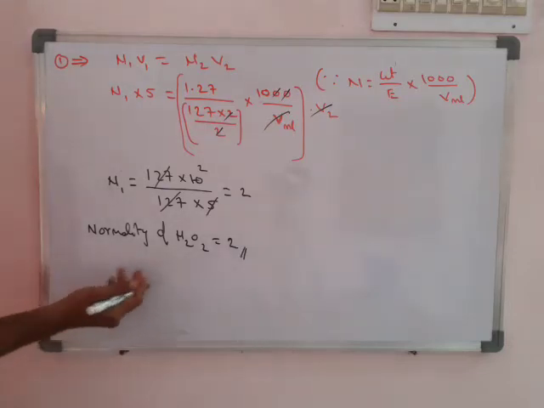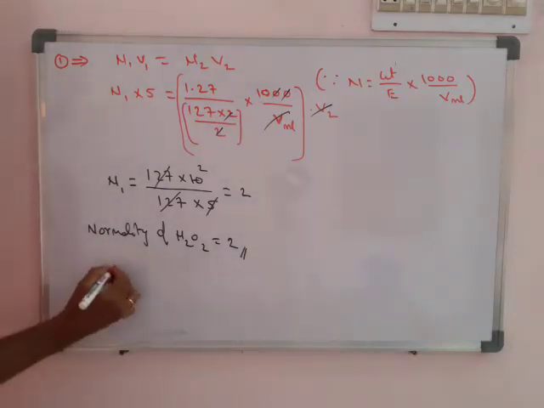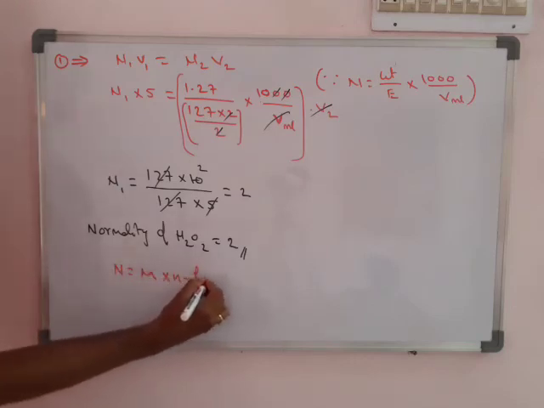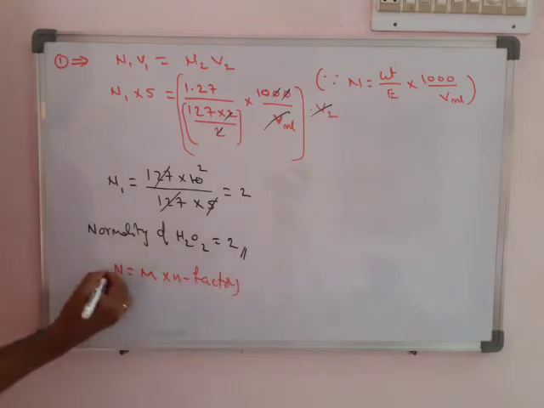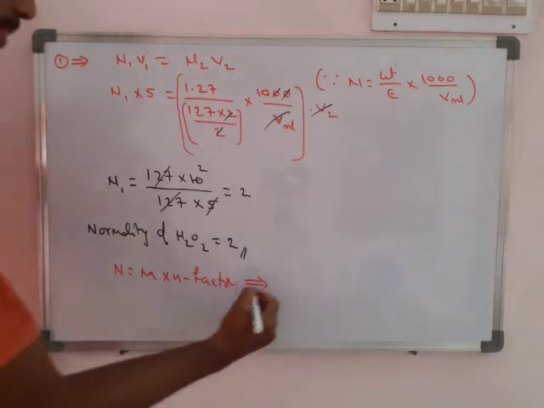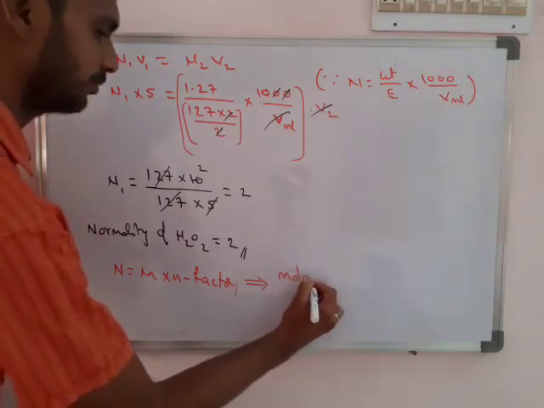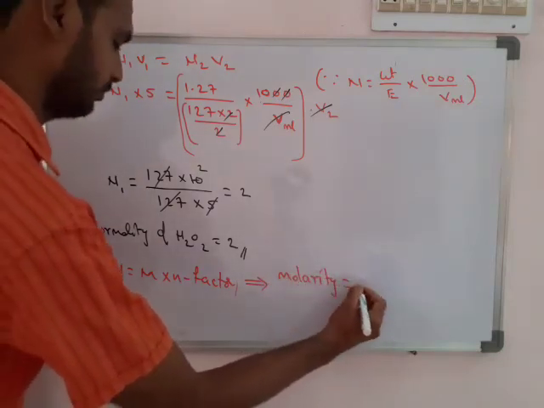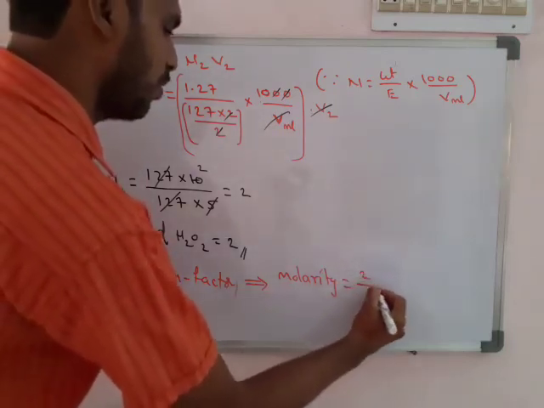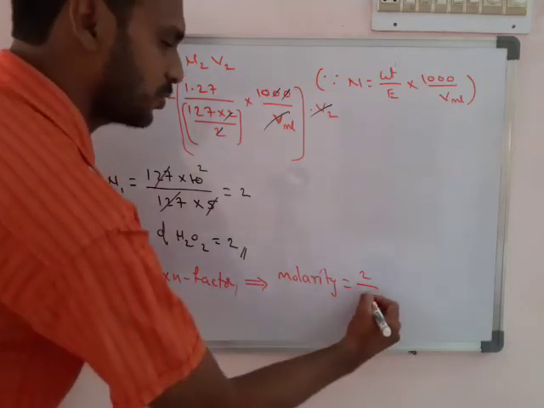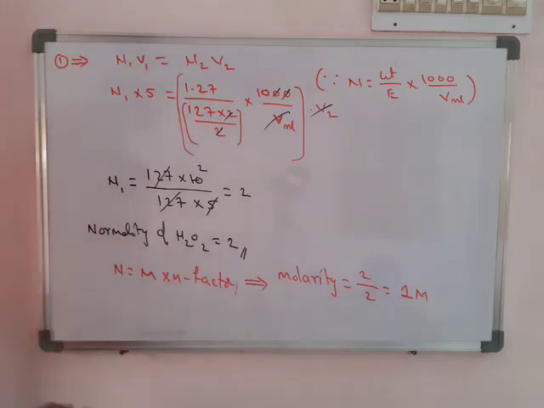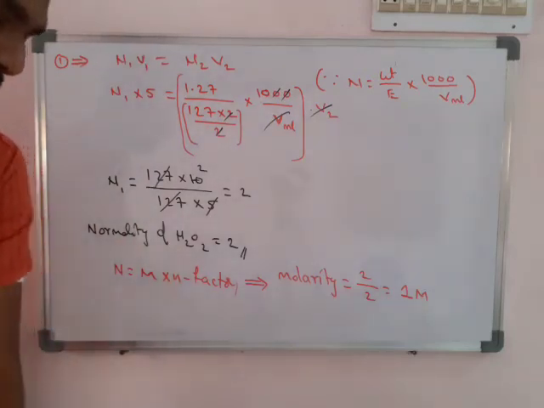So again, with the help of the relation: normality is equal to molarity into n factor. N factor means number of electrons. Based on this we find molarity. So molarity is equal to normality by n factor. Normality is 2. What is the n factor for hydrogen peroxide? 2 electrons, so that is 2, and 2 by 2 is 1. So the molarity of the hydrogen peroxide solution is 1 M.